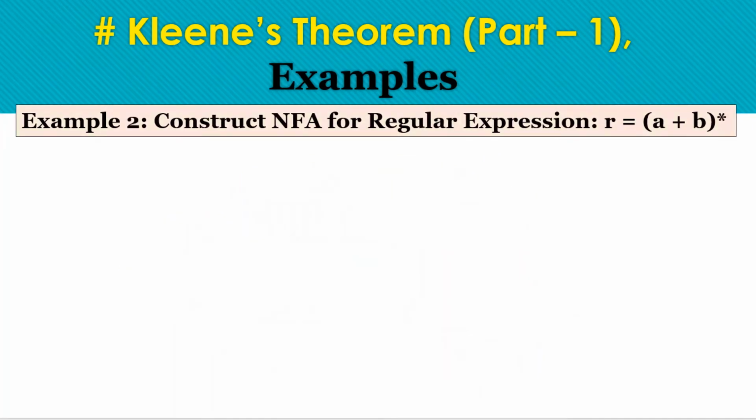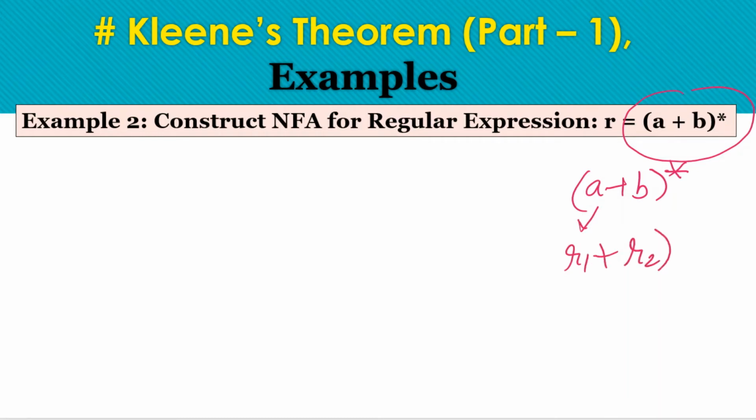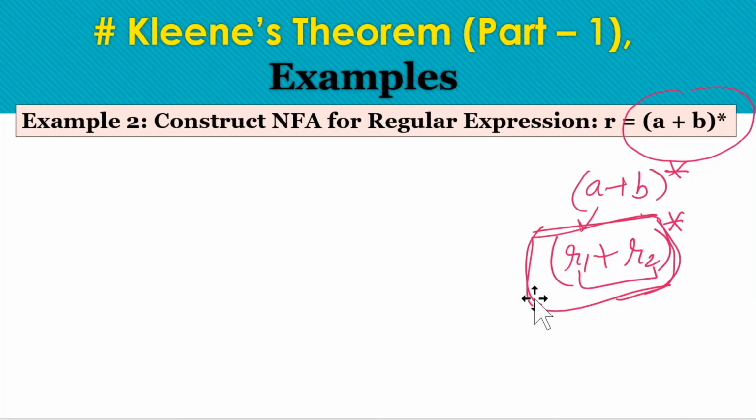Now coming to the example number 2, we have to construct the NFA with the same machine for the example 1, just we have the Kleene closure. Here the expression is A plus B with Kleene closure. So here we are dividing R1 plus R2 and then Kleene closure of union of these expression. So here this complete is taken as the one expression for the Kleene. For Kleene closure, this complete is acting as one expression.